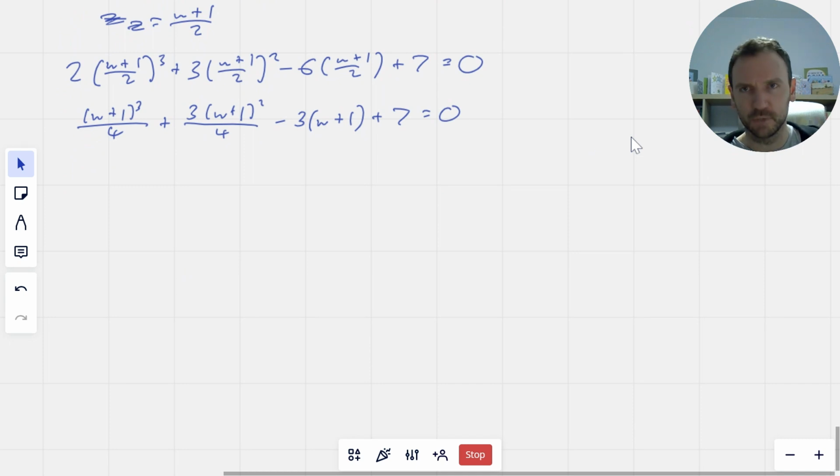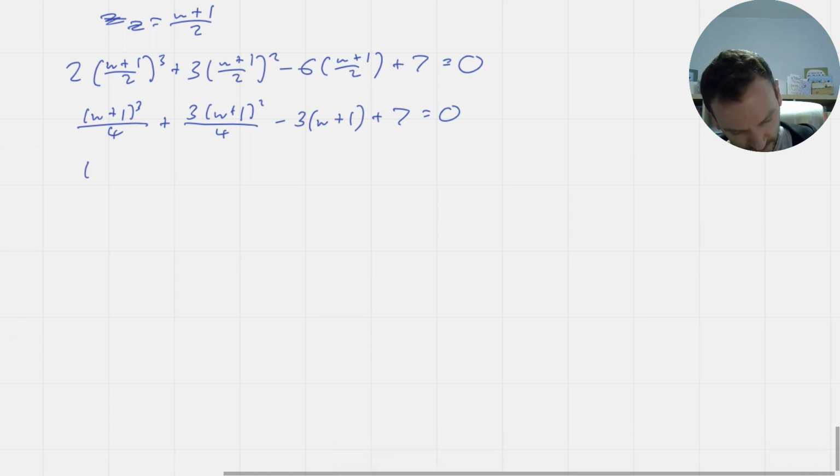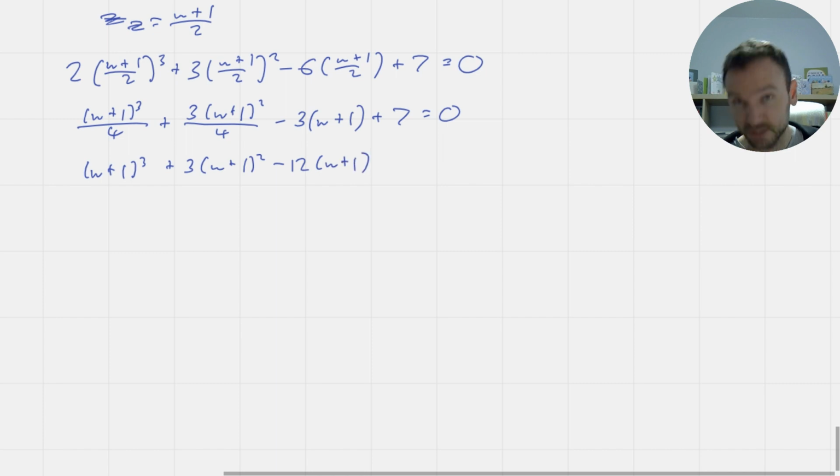So what can we do? We can multiply each term by 4. That's going to make life a lot easier for us, so we'll get w plus 1 all cubed, plus 3 lots of w plus 1 all squared, subtract 12 lots of w plus 1, again make sure you keep those brackets, and then plus 28, and 0 times 4 is just 0, so we've still got an equal 0 there. Now we do need to expand.